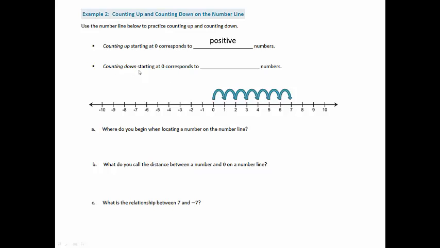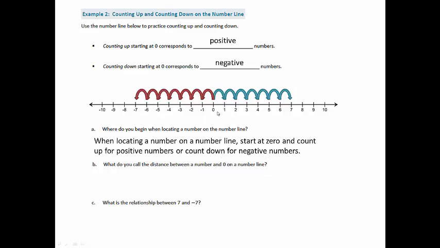When we count down, we start at 0, and that corresponds to the negative numbers. So starting at 0 and counting to the left, or counting down on a vertical number line, would be our negative numbers. So here is negative 7, 0 to negative 7. When you locate a number on the number line, you always begin at 0, and you count up for positive numbers and down for negative numbers.